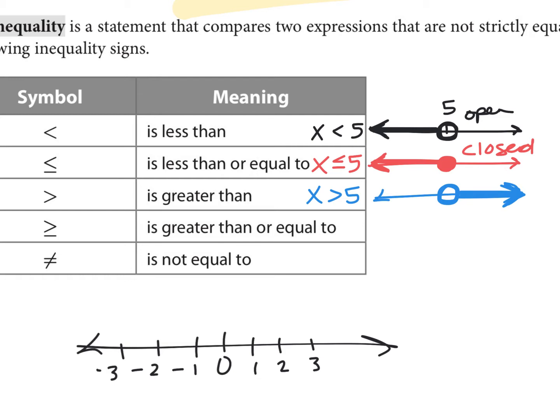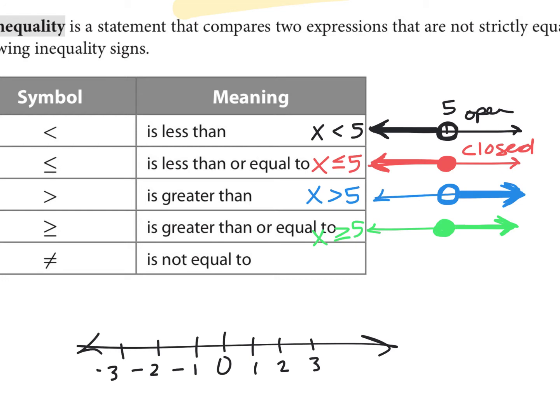And then greater than or equal to, this time because 5 is allowed to be a value, it's going to be a closed circle again. And greater than is going to go to the right. So just to be clear, notice that the closed circle has to do with this equal to sign underneath, right? That means that it's included.